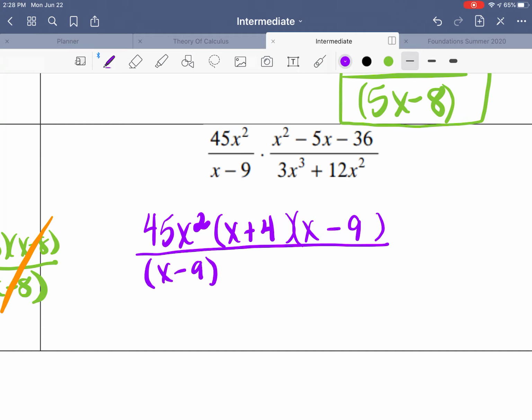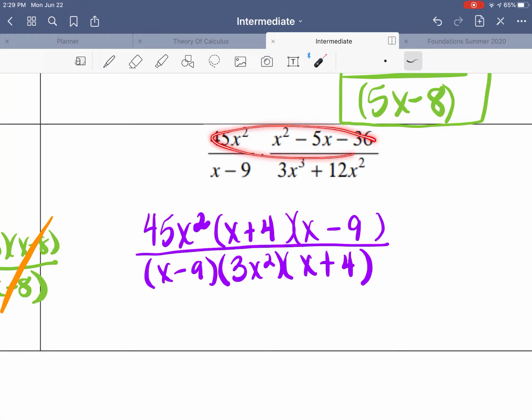And on the bottom, I have x minus 9. And with this, I have a greatest common factor of 3x squared, and I'm left with x plus 4. So I am factoring quickly. If you're having trouble with factoring, if you're not seeing where I'm getting these things, please go back and watch my factoring videos.